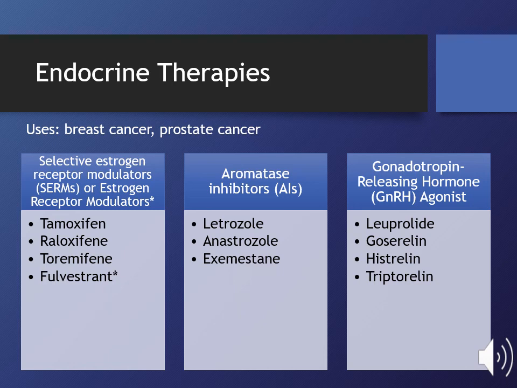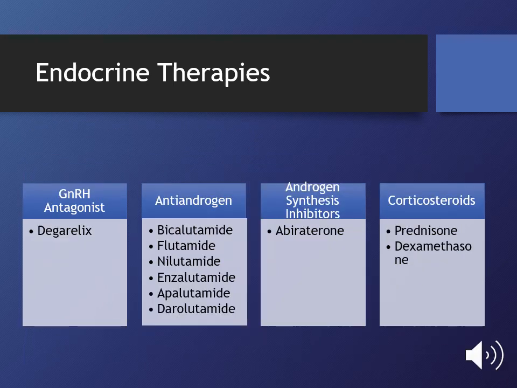And then our gonadotropin releasing hormone agonists indirectly decrease testosterone production. We also have the gonadotropin releasing hormone antagonists that directly shut down testosterone production, and the drug that's currently FDA approved in this category is degarelix, also known as Firmagon. We then have our anti-androgens that bind to the androgen receptor and prevent testosterone from stimulating prostate cell growth.